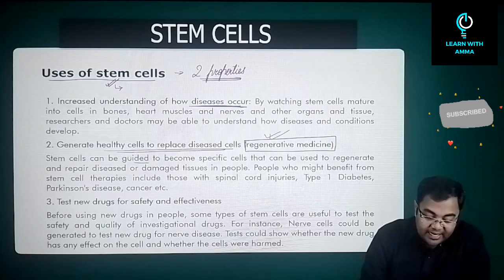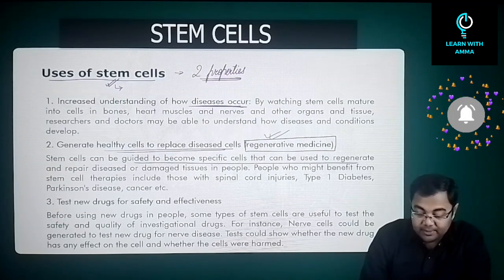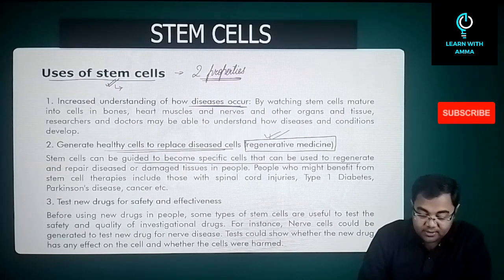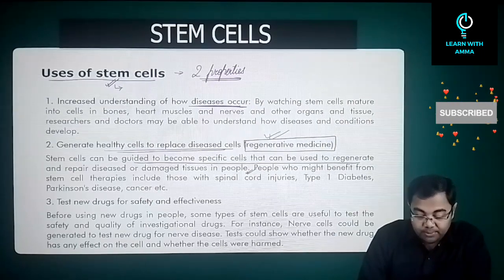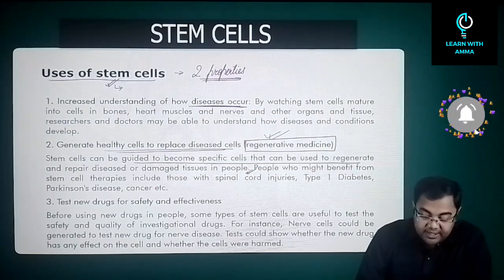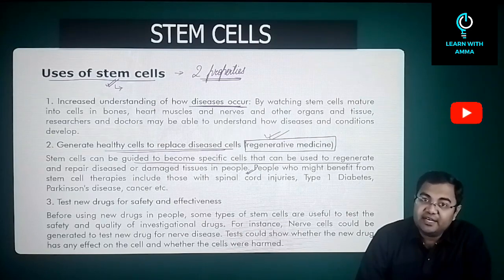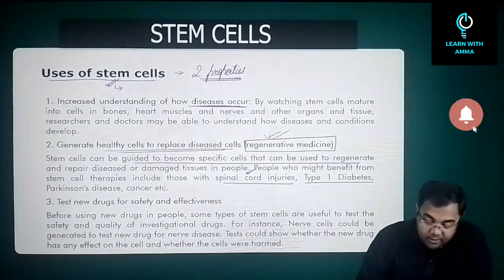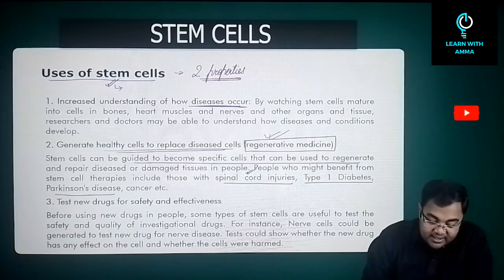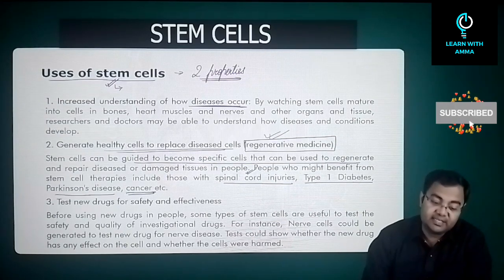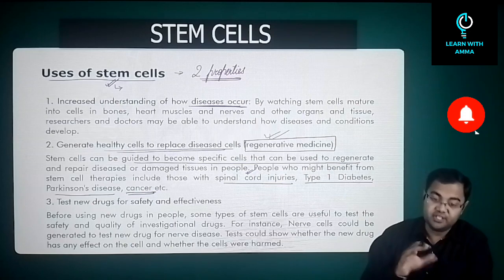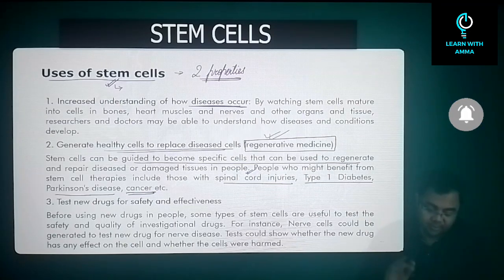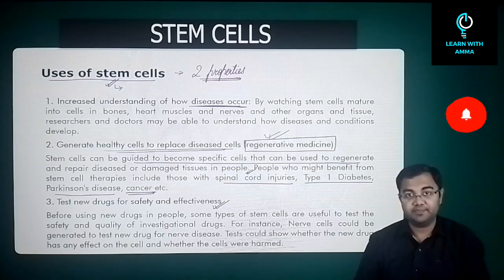So stem cells can be guided to become specific cells that can be used to regenerate or repair diseased or damaged tissues in people. And there are multiple diseases where it can be helpful. For example, type 1 diabetes, spinal cord injuries, Parkinson's disease, even in cancer, we see that stem cells can be used for this particular property or this particular reason. Then to test new drugs for safety and effectiveness.